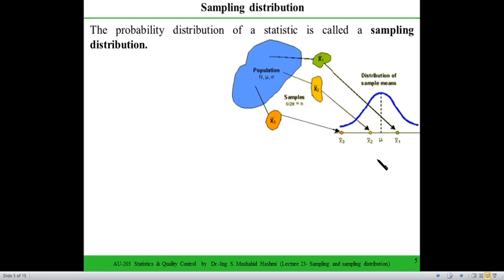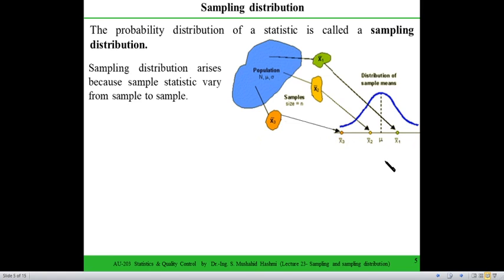We have already seen the example of the sample mean. The sample mean is a statistic. So how each sample mean is distributed corresponds to different probabilities. If it is on the peak, it is more probable. If it is on the tail side, it is less probable. Then the distribution would be called the sampling distribution.